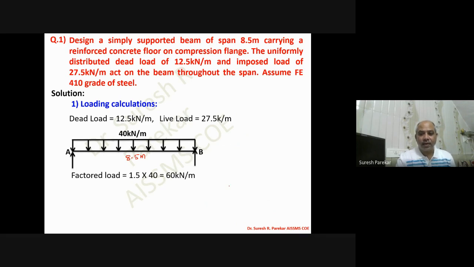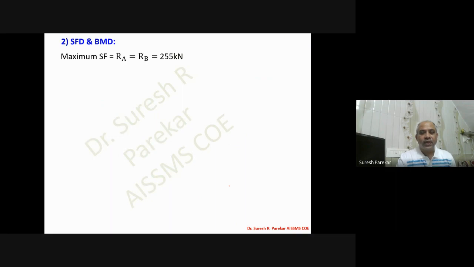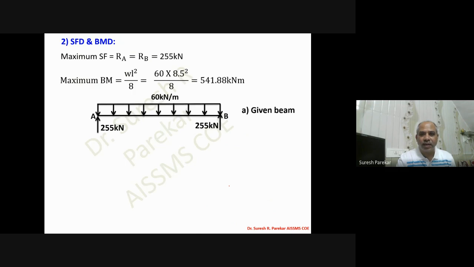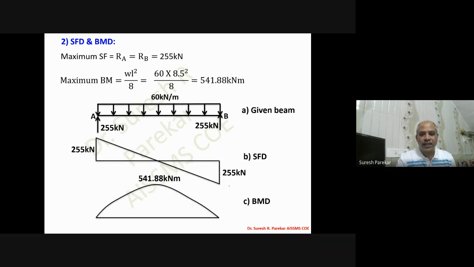And then we have 60 kilonewton per meter, RA = RB = WL by 2, 255 kilonewtons. So we have SFD and BMD. The shear force is 255 kilonewton, and the maximum bending moment WL square by 8 is 541.88 kilonewton meter. Second step: first we have the loading calculation, second the SFD and BMD, then we will plot it.